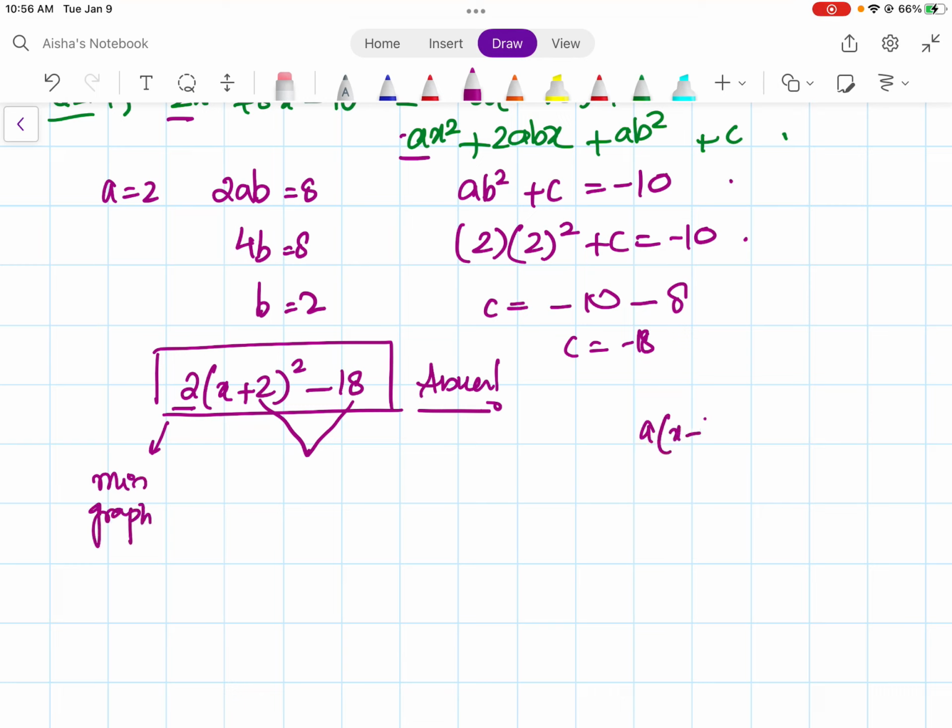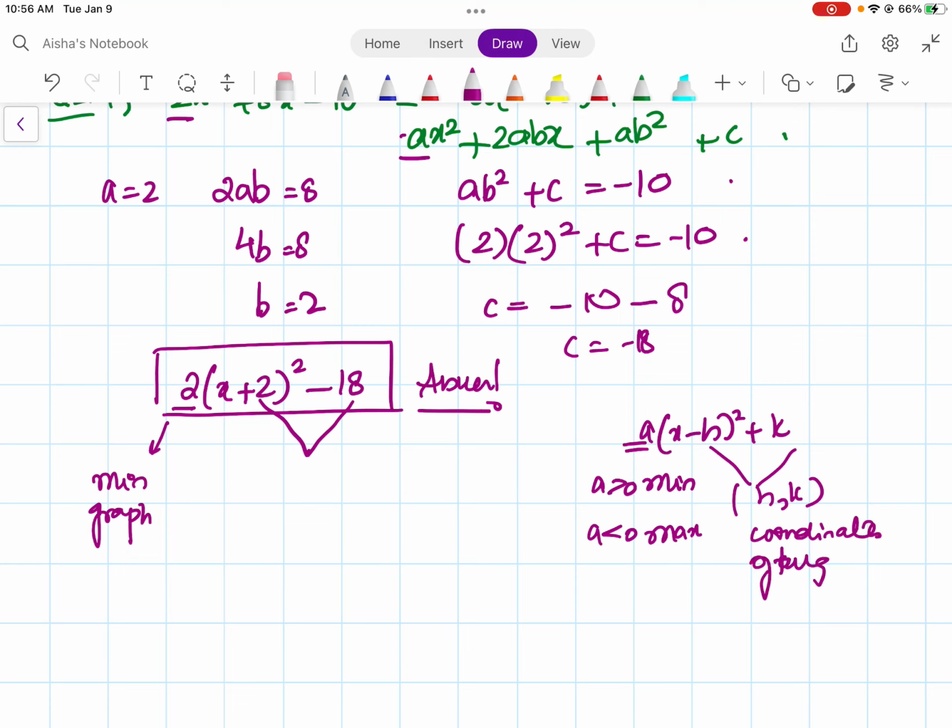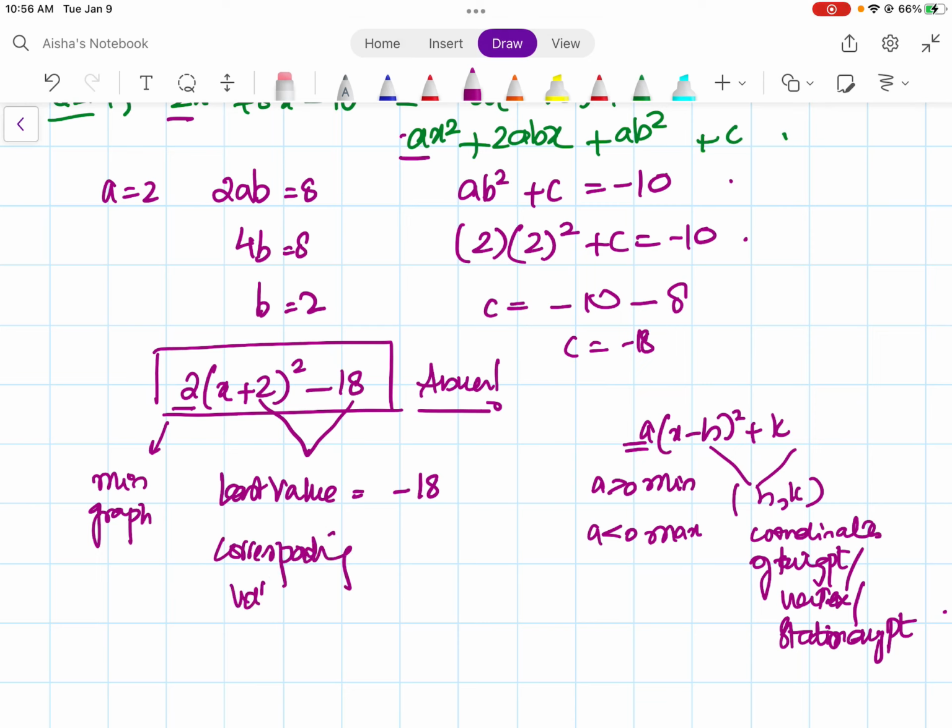If you look at the quadratic concepts, if this is greater than 0, it's minimum. If this is less than 0, it is maximum. And these are my coordinates of turning point. Also called the vertex, also called the stationary point. So my least value is always the value of y, which is minus 18, and corresponding value of x will be minus 2.